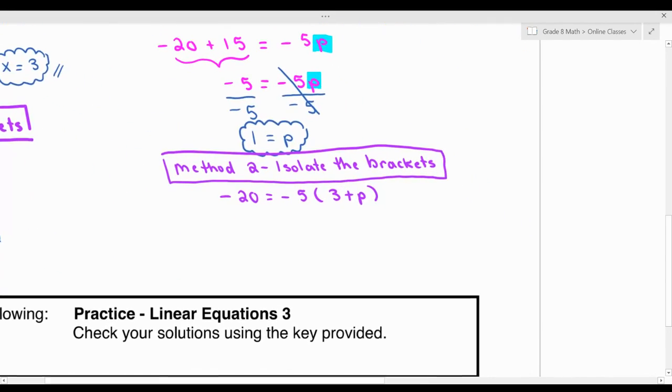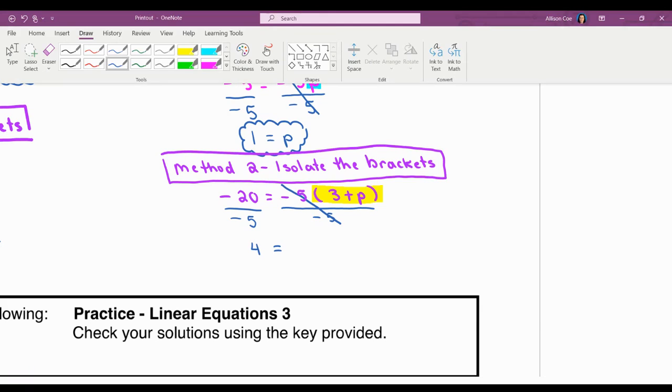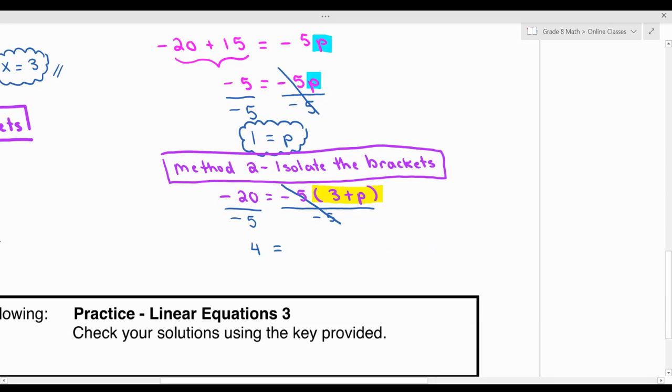So again, if I think of it as wanting to isolate the brackets, I want to get this by itself first. I realize there's a negative 5. I can divide this side by negative 5. That means these will cancel out. Balance, divide this side by negative 5. Negative 20 divided by negative 5 will give me 4. So I'll have 4 is equal to that 3 plus p. And I don't need the brackets anymore.